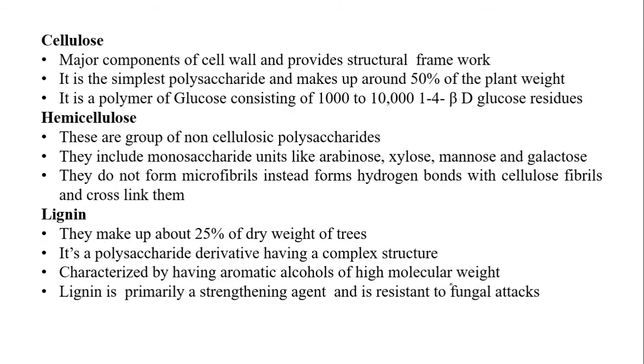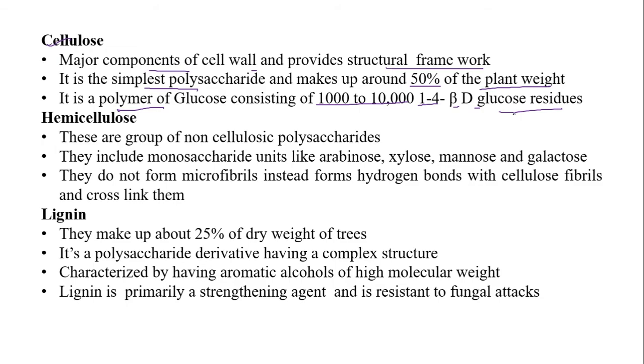The next component is cellulose. It's a major component of the cell wall which provides a structural framework to the cell wall. It is the simplest polysaccharide and makes up around 50% of the plant weight. It is a polymer of glucose consisting of 1000 to 10,000 1,4-beta-D-glucose residues.